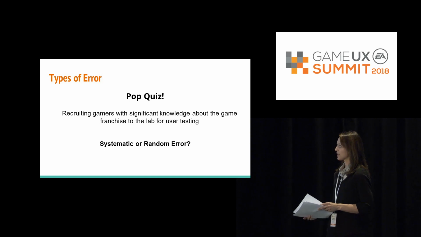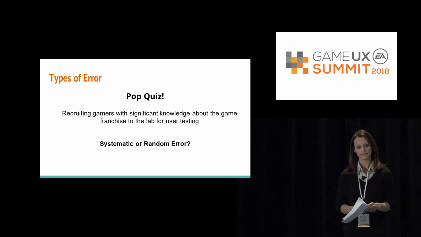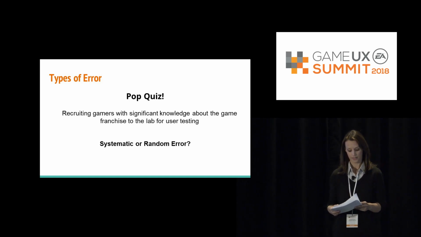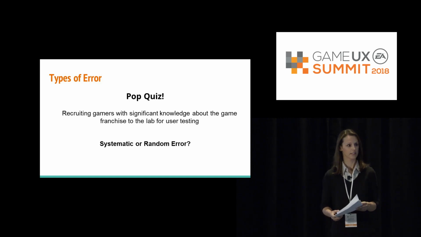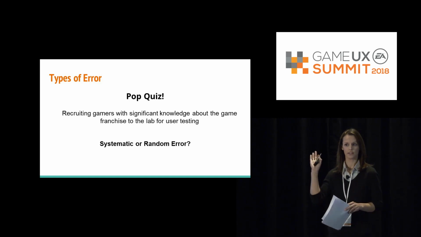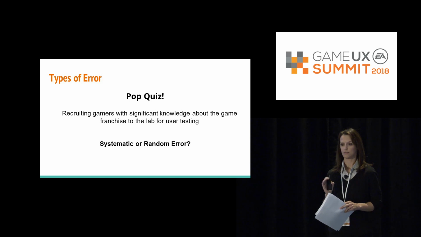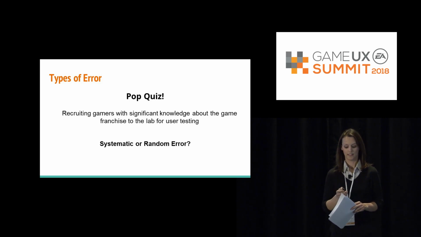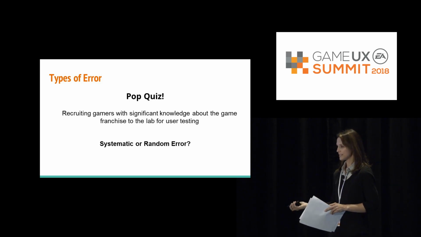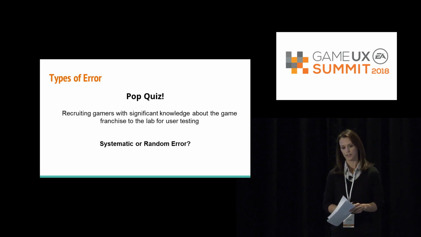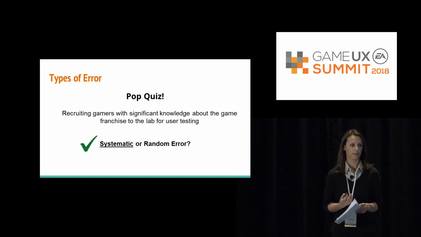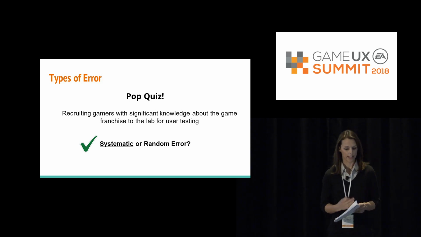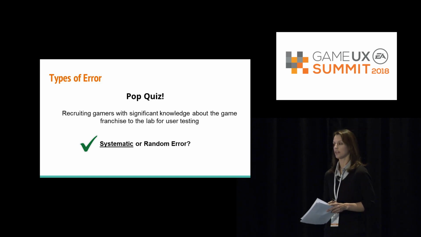Recruiting gamers with significant knowledge about the franchise and bringing them into the lab for user testing. This is an interesting one. Systematic error or random? It's an interesting question. We tend to classify it as systematic error. It's a form of selection bias. So sometimes in the UX lab, we want people who are familiar with the franchise to come in, and they can produce really good, really rich and valuable data.